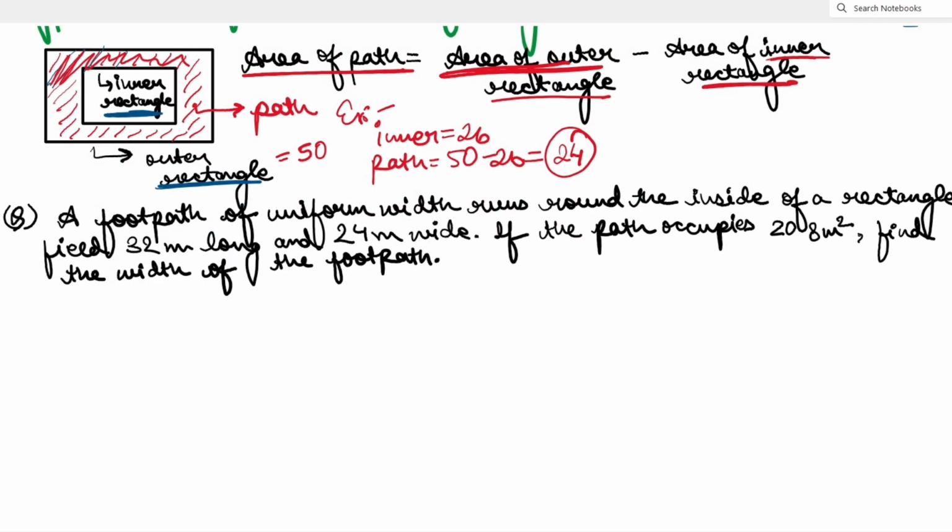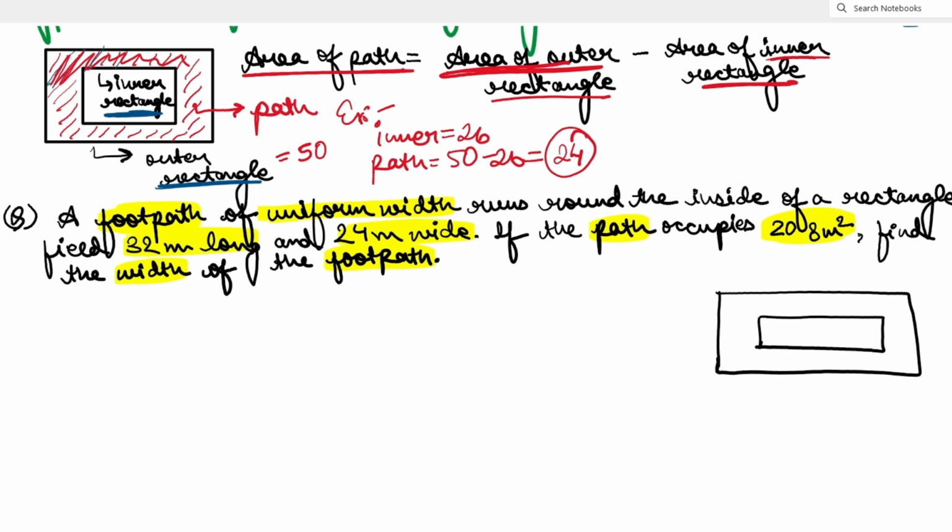So the question says that a footpath of uniform width runs inside the rectangle field that is 32-meter long and 24-meter wide. Okay, and if the path occupies this meter square, find the width of the footpath. Okay, so which means you have been given a rectangle, and you have another rectangle inside that. So the leftover portion is nothing but your footpath, correct? So this is your footpath and you need to calculate the width of the footpath.